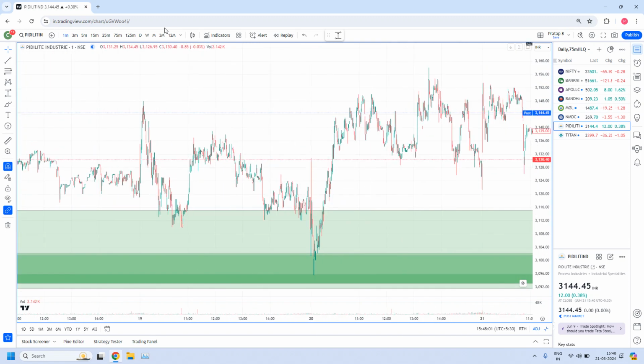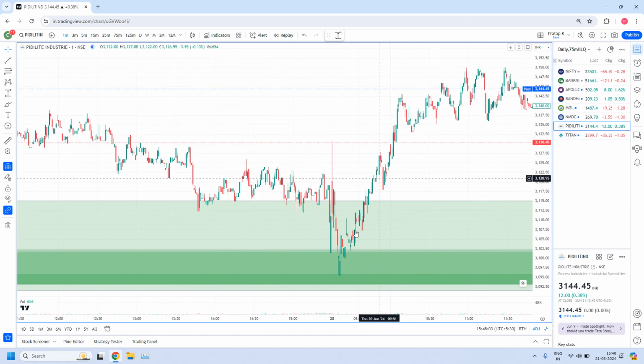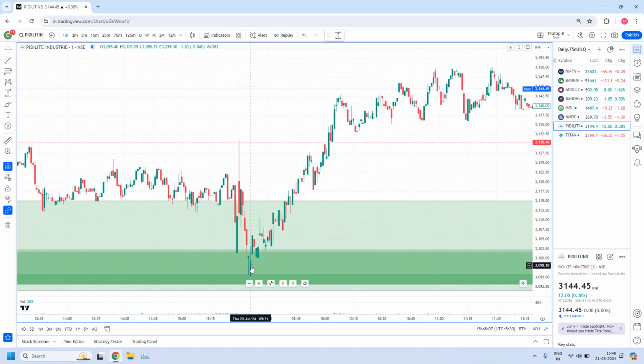And what happened recently? Prices went into this zone when? Yesterday only. Yesterday, that is the 20th June, Thursday, prices went into this zone, picked up the orders and see the move after that, a very big move.